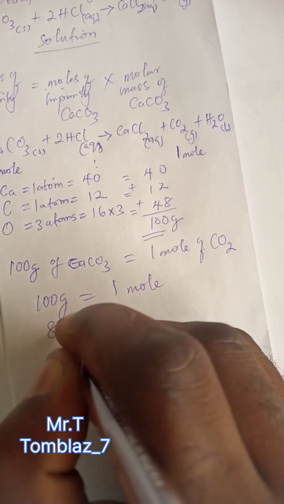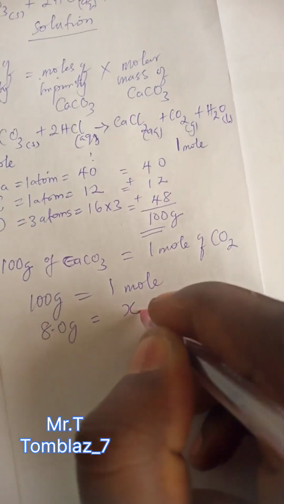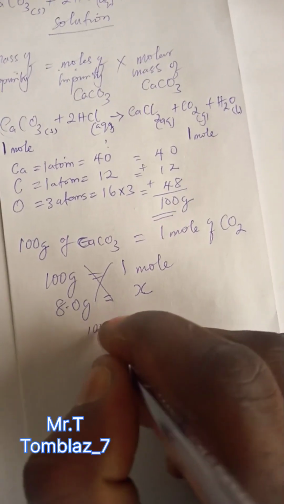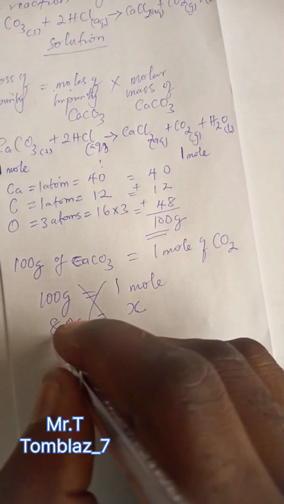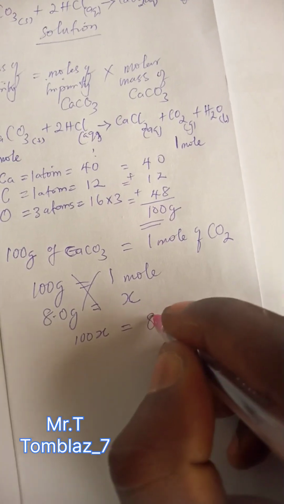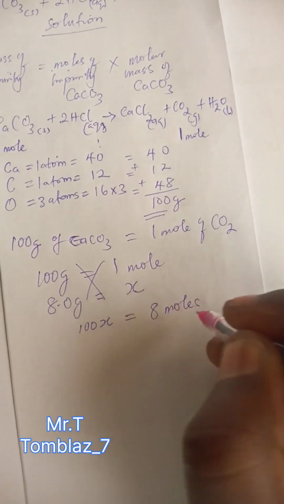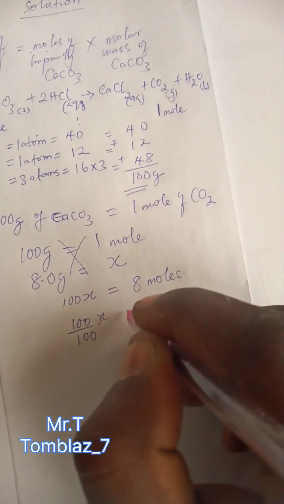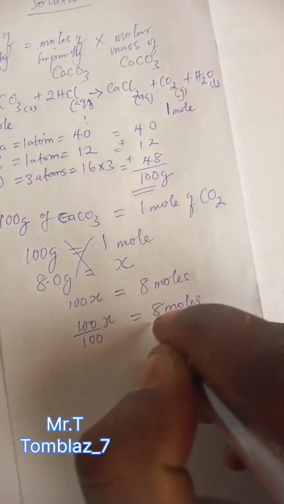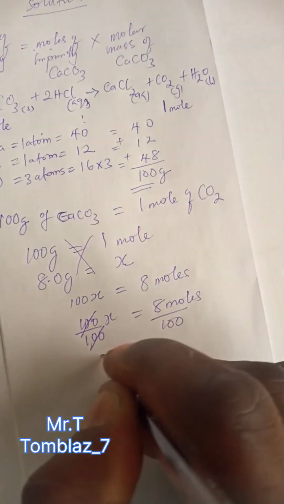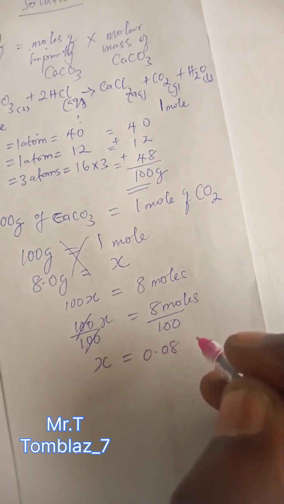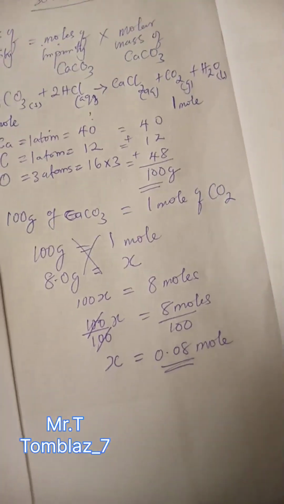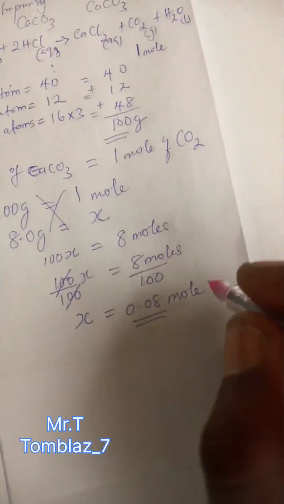then 8.0 grams will produce what? X. Remember our method, so we cross multiply. So X times 100 will give 100X. 8 times 1 mole will give you 8 mole. So let's divide both sides by 100 to find our X. So this cancels this, and X is equal to 0.08 mole. Alright, so this is the mole that we've gotten, and this mole is of carbon IV oxide.